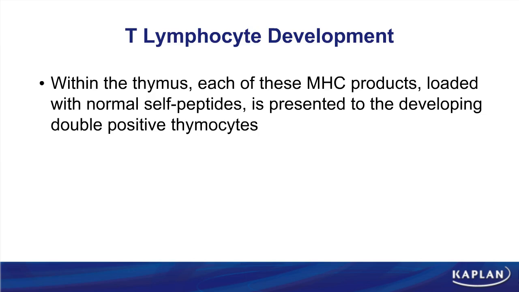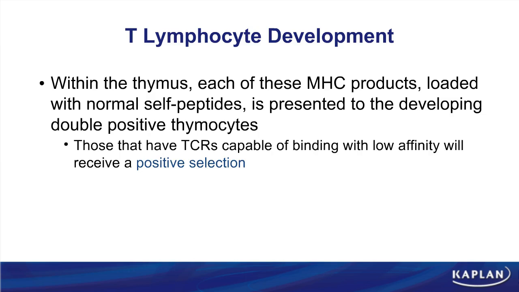self-peptide. And it is at this stage that we have to determine if the T cell receptor is capable of recognizing 2 things. 1, self-MHC. The next is determine whether or not the T cell receptor can bind to self-peptide.